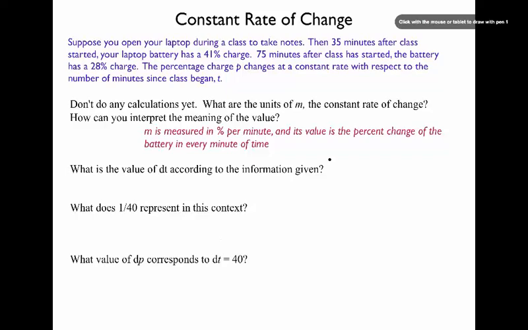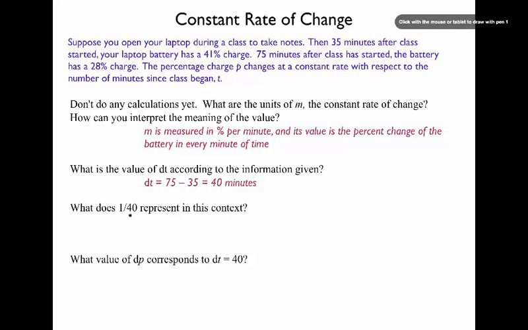Okay? What is the value of dt according to the information given? So the final value of t was 75, and the initial value was 35, so we could say dt is 75 minus 35, or 40 minutes. So then we have a 40-minute span of time here, that's our dt, and remember that dt is a variable. This is a particular dt that we're looking at in this scenario, but dt varies. dt can be 1 minute, 2 minutes, 5 minutes, 6 minutes. Okay, so right now we're looking at this 40 minutes.